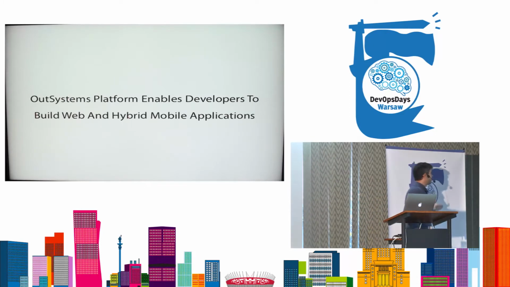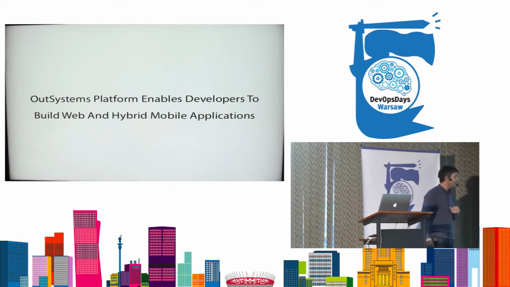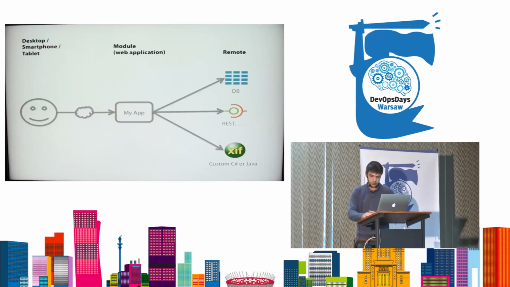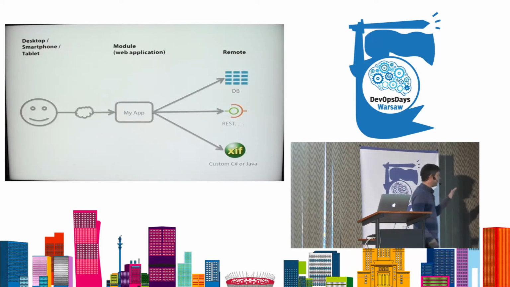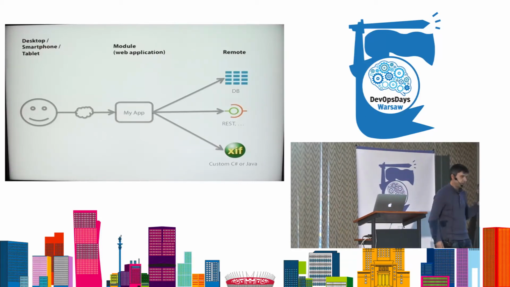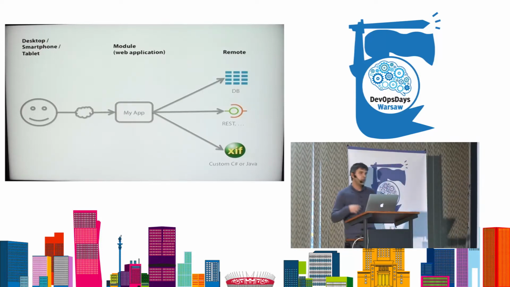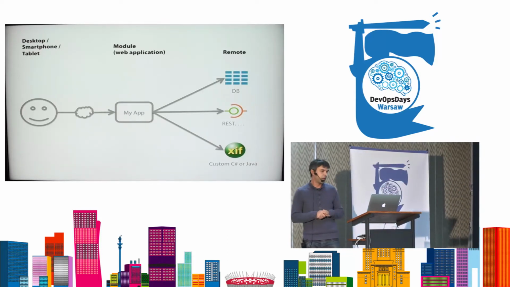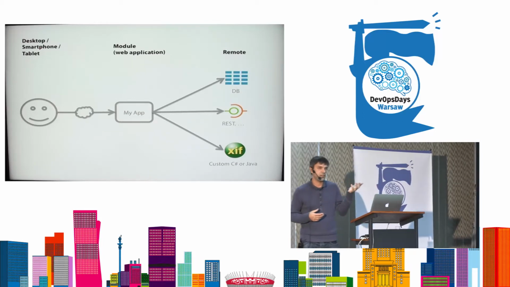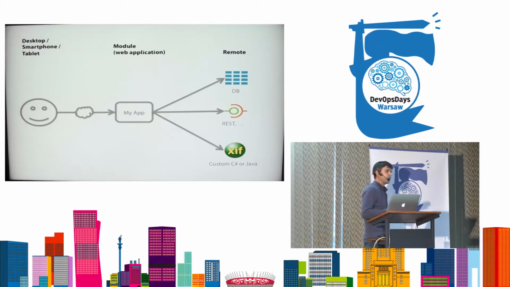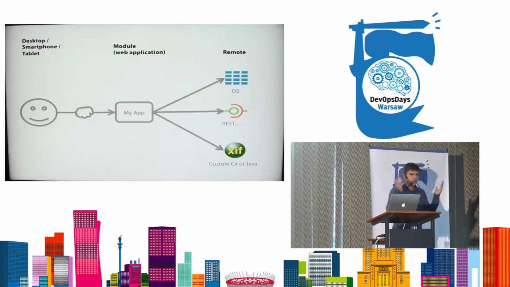And so OutSystems Platform enables developers to build web and hybrid mobile applications. So we are talking about distributed systems. This is a typical web application, very simple. We have the user that is using his laptop or her smartphone, her tablet, and it's accessing our web application. And this application can then make some calls to databases, to service calls, REST, SOAP, whatever you do.